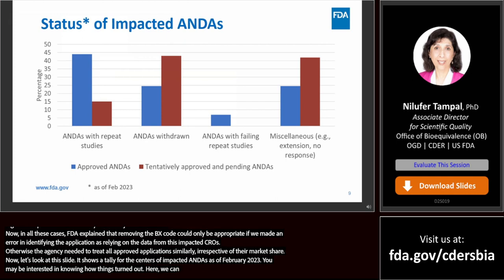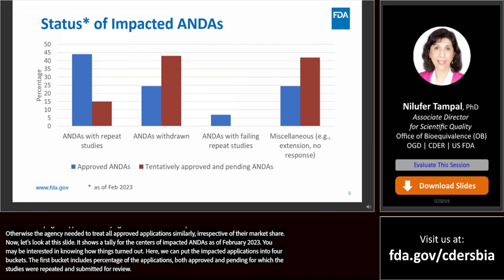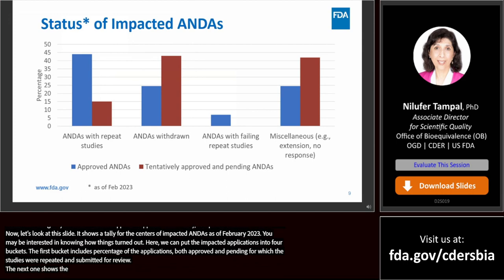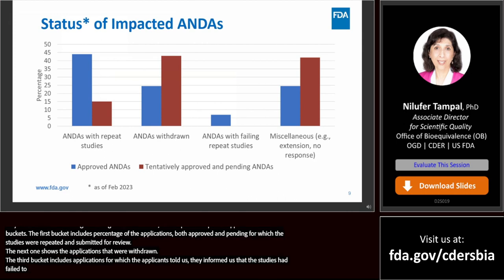The first bucket includes percentage of the applications, both approved and pending, for which the studies were repeated and submitted for review. The next one shows the applications that were withdrawn. The third bucket includes applications for which the applicants informed us that the studies had failed to meet the bioequivalence when they were repeated. And then the last one is a miscellaneous bucket.